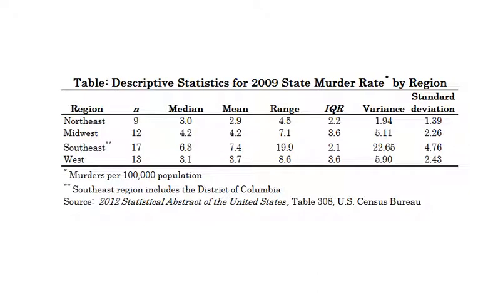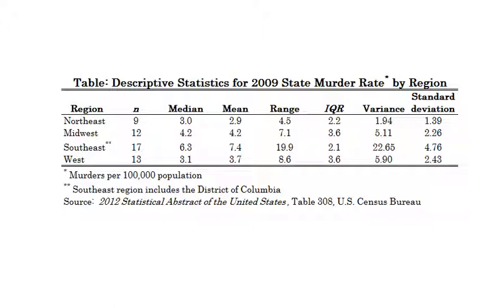I computed the measures of dispersion for the state murder rate for each of the 4 regions separately. What do we do with this information, and what does it tell us? What you have before you is a table where I report the descriptive statistics by region for the state murder rate. You'll notice that I've computed the median and the mean, and we reported the range, interquartile range, the variance, and standard deviation for each of the 4 regions.